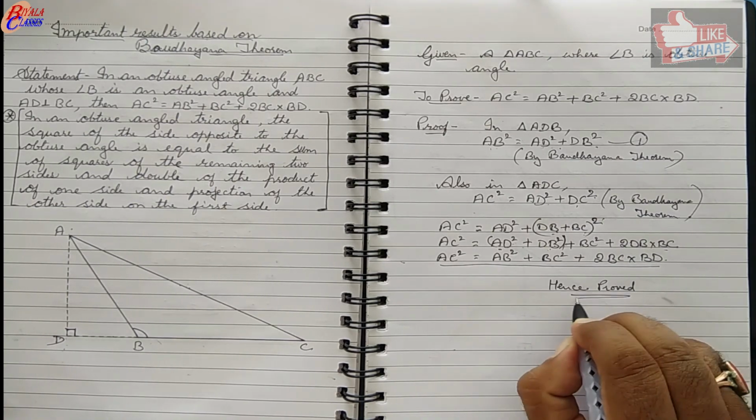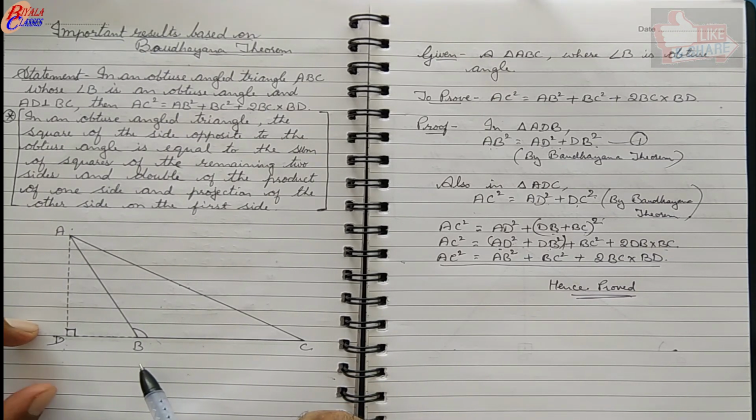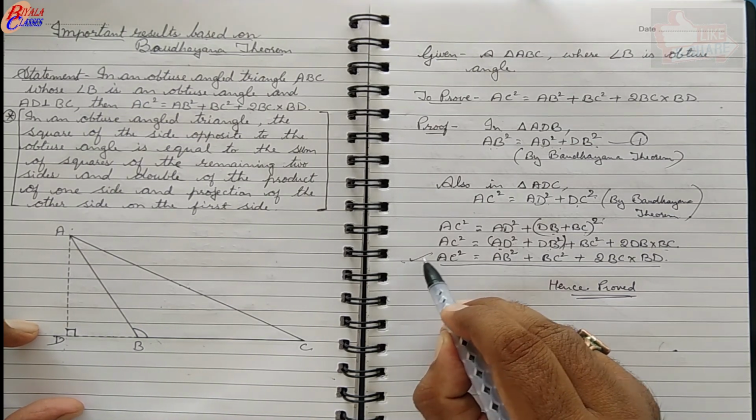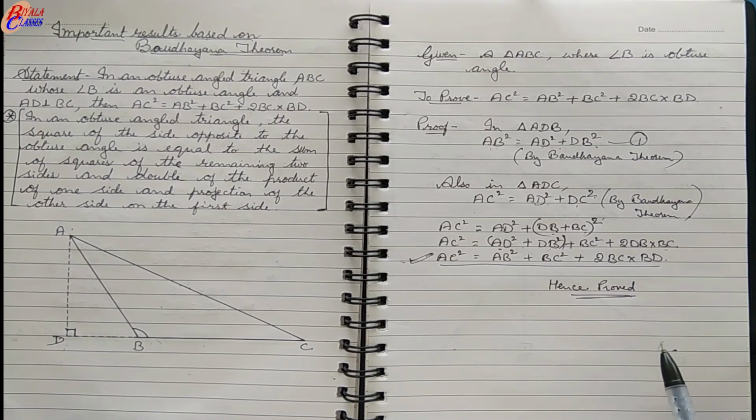So if you have any such situation that you have an obtuse angle triangle and you have a perpendicular in this, then you can straight away use this result instead of proving it. So this is what we have, and we'll discuss the other result in the next video.